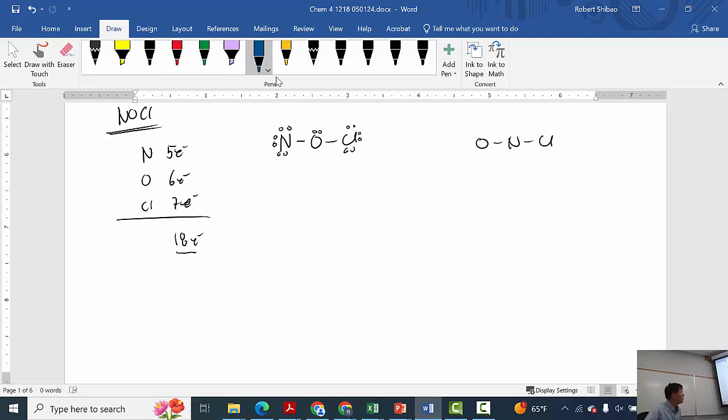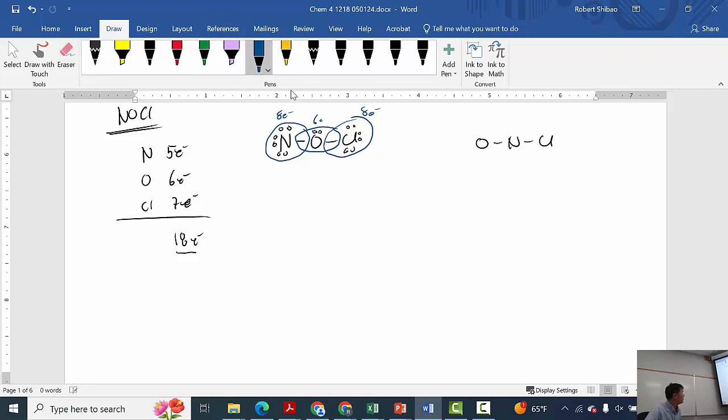But we have a problem here. The problem is nitrogen has an octet. That's fine. Chlorine has an octet. That's good too. But what about oxygen? Does oxygen have an octet? No. Oxygen's only at, no, not 8 electrons. How many electrons does oxygen have? 6.